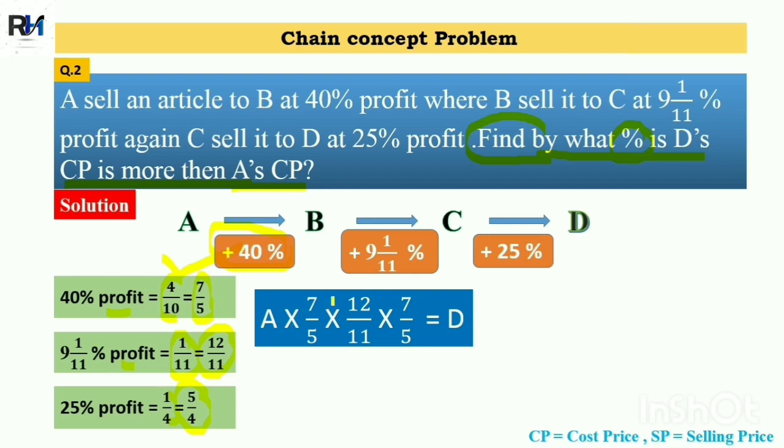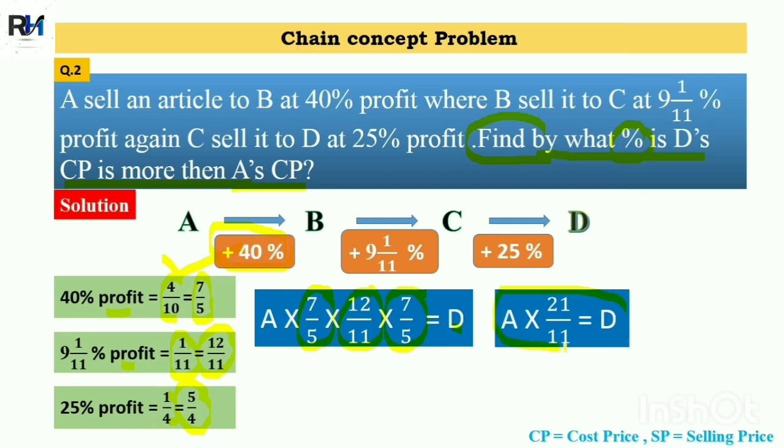A sells the article at this much profit to B. B sells the article at this much profit to C. C sells the article at this much profit to D. And we have to find by what percentage D's CP is more than A's CP. Now after solving this equation, we get the equation in this form.